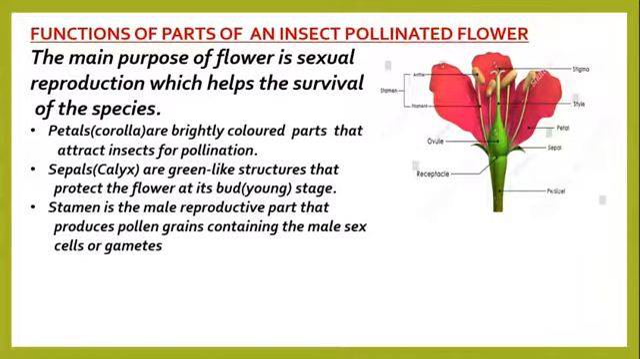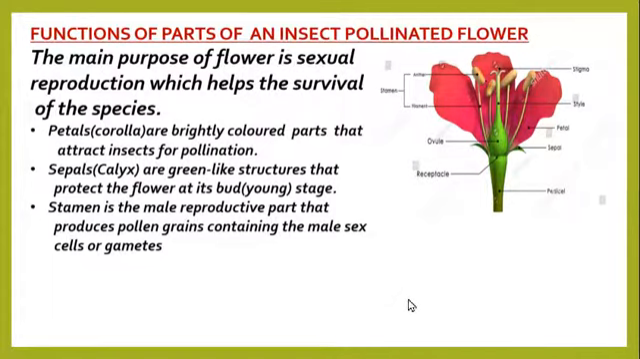Stamen is the male reproductive part that produces pollen grains containing the male sex cells or gametes. Now look at the picture carefully. From here, this is the stamen. But remember, the stamen has two main parts. We have the anther, the topmost part, containing the pollen grains, and then the filament, which supports the anther.